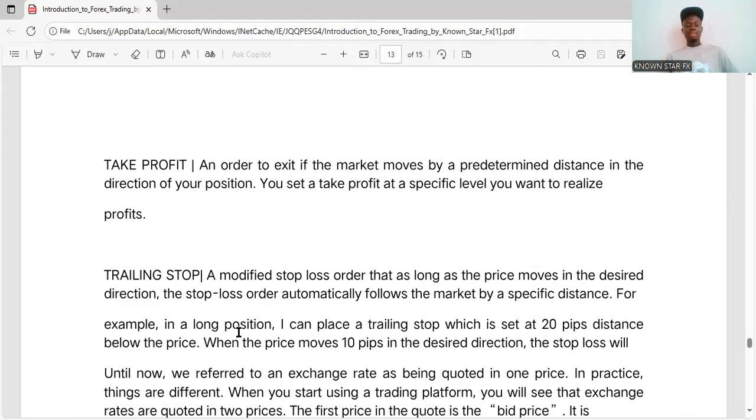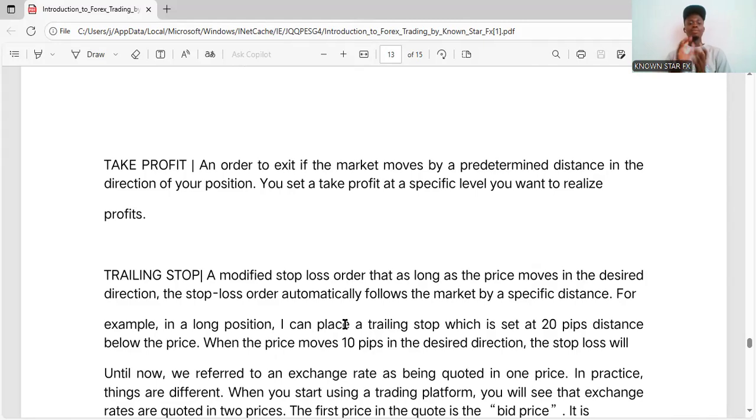For example, if you are in a long position, I can place a trailing stop which is set at 20 pips distance below the price. If I'm in profit, my stop loss will keep following the price. But the disadvantage is, if there's any kind of reversal, it will automatically hit my trailing stop and my trade will be exited. And if the price continues moving in my direction, I'm already out and I won't be able to make any extra profits.